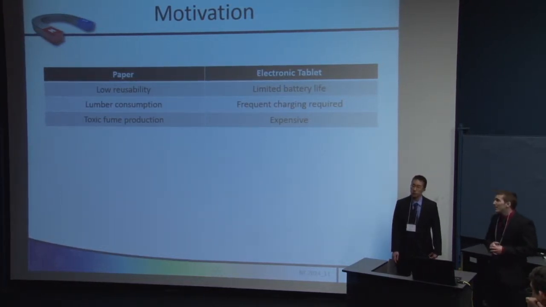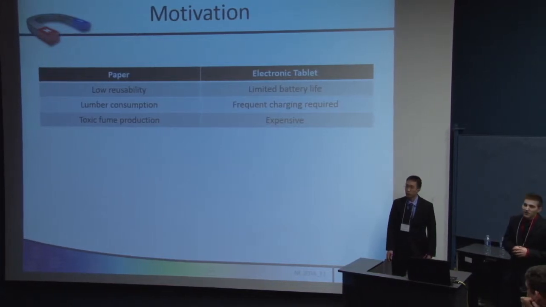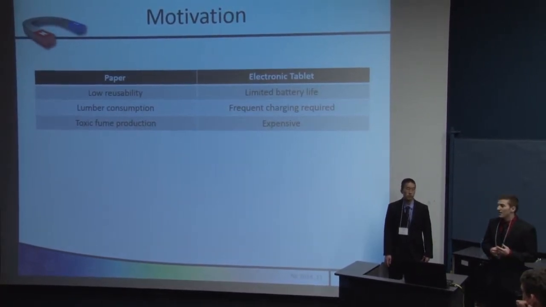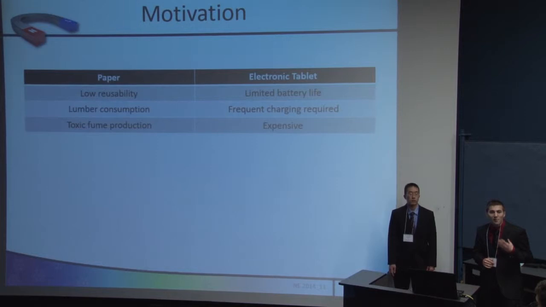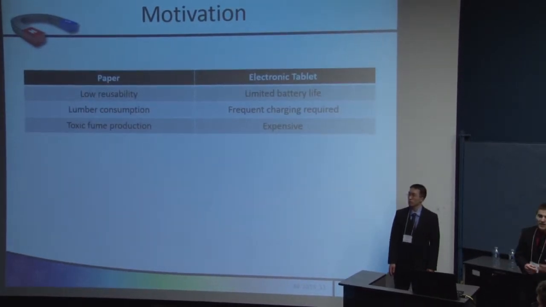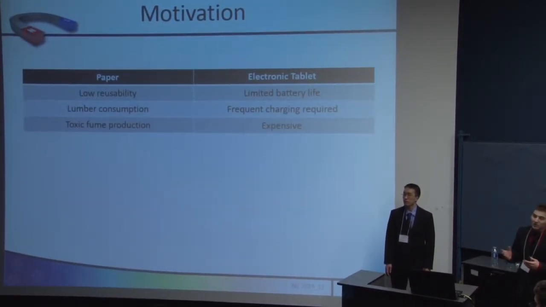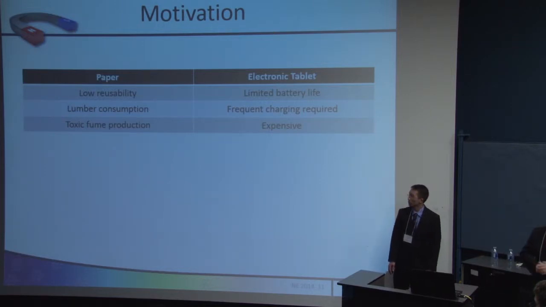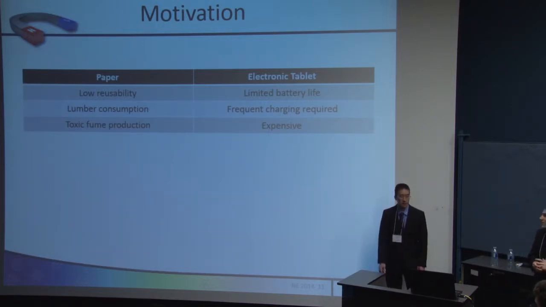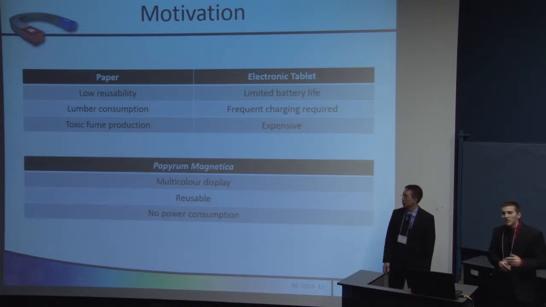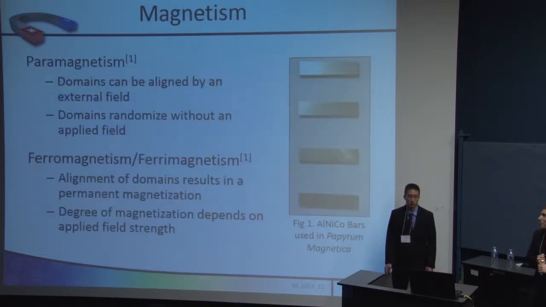For example, paper is not very reusable. There's a lot of lumber consumed every year in the production of paper, and also paper mills produce a lot of toxic waste and fumes. Electronic tablets as well also have a very limited battery life. They need frequent charging, and they're relatively expensive. In response to these issues, we wanted to develop a material that would produce a multicolor display, was reusable, and also consumed no electrical power at all.